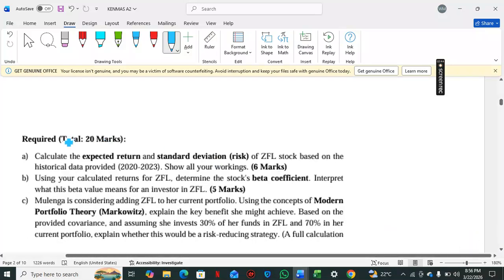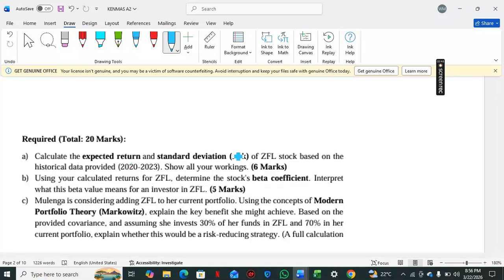Calculate the expected return and standard deviation risk of ZFL stock based on the historical data provided from 2020 to 2023. Show your workings. Colleagues, the expected return is like the average return. If you invest in Zambezi Farms Limited, you want to find what would be the average return. The standard deviation measures the risk, how your returns are going to differ from your expected returns.